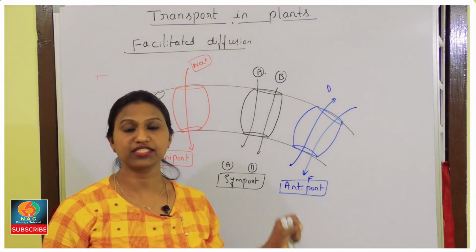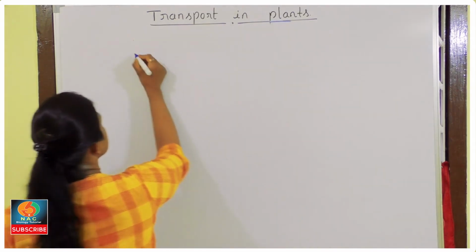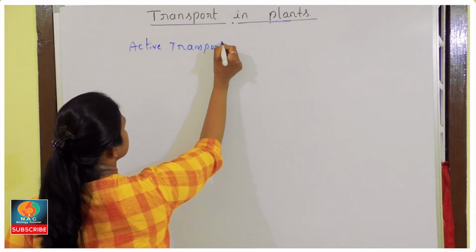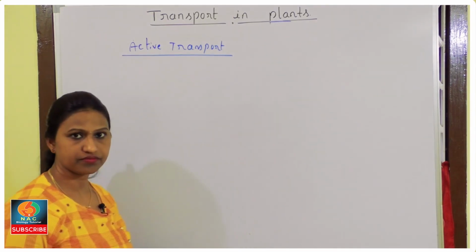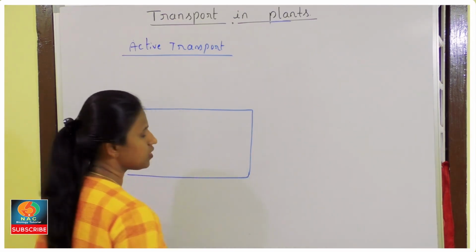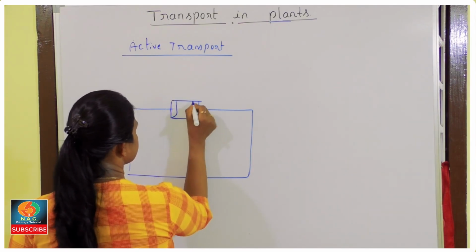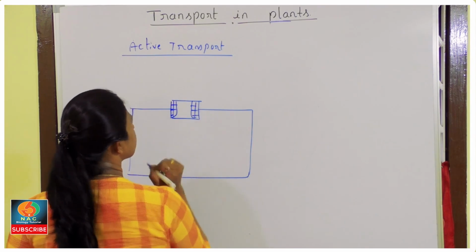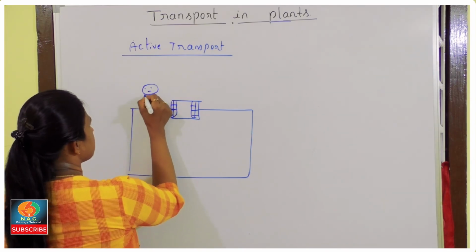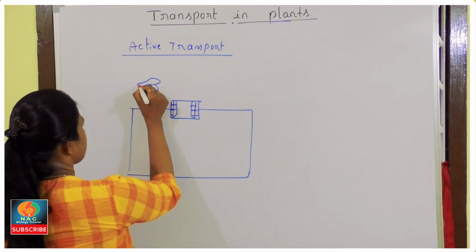Now let's move on to active transport. Trust me, it is very, very simple, nothing to worry. Active transport. Okay. This is a campus. This is the gate. Here is a watchman. He is looking like a butler, but he is a watchman.